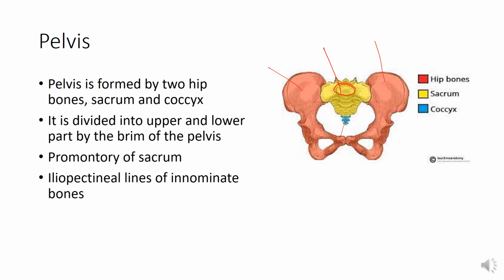So this is the sacral promontory and the iliopectineal line. It starts from here, the iliopectineal line. So this is the pelvic brim. Above it is the false pelvis, while below is the true pelvis or the pelvic cavity. I will show you in the next slide.